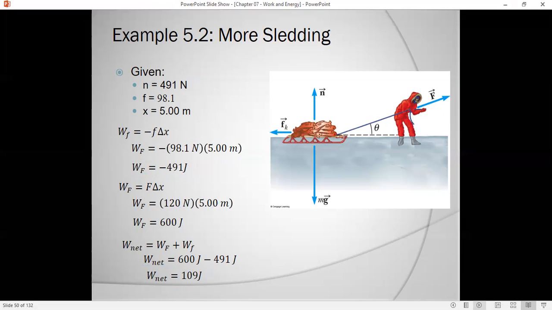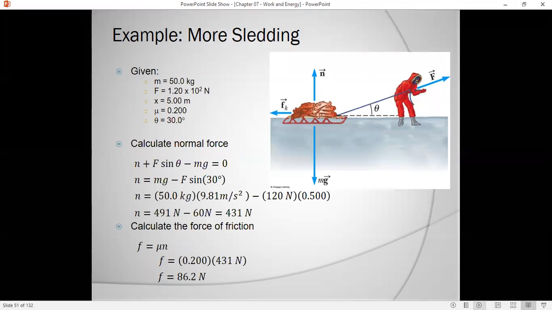Gets even worse, even more complicated. For the 30-degree angle, now the normal force, this is where I got ahead of myself. Here's my applied force. It's got a y component to it, so I've got to include this, this, and this in the normal force calculation. Whereas my normal force used to be 491 newtons, now with that slightly upward force, my normal force has dropped to 431 newtons. Calculate the friction, this times the normal force. Now I'm down to 86.2 newtons.